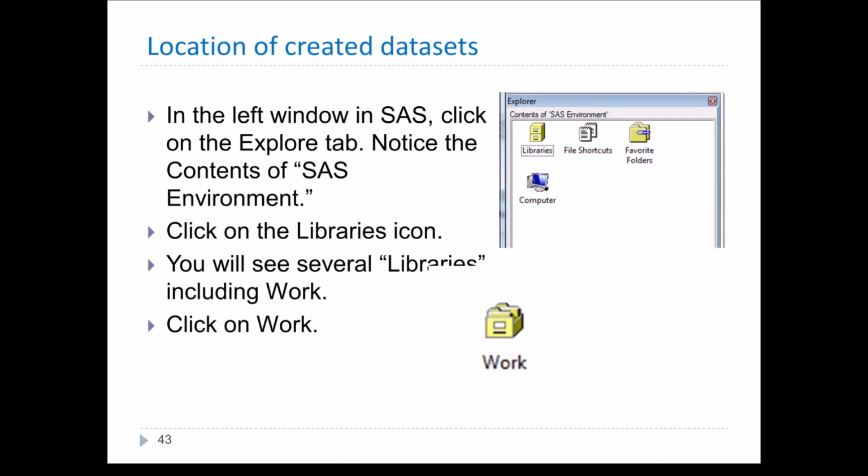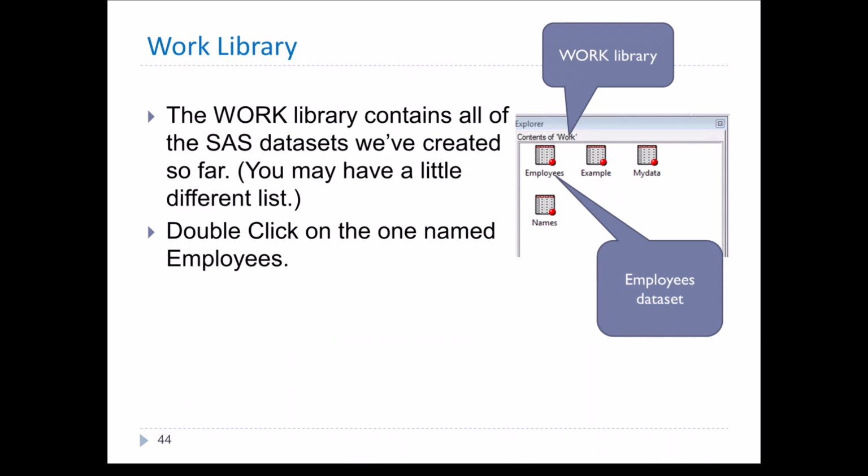All right, so once we've created a bunch of data sets, we have them now in libraries on our hard drive. If you go to the SAS environment in the left window and click on the libraries icon, you'll see several libraries, including one called Work. If you double click on Work, it brings up the contents of the Work library. If you followed along the examples we've done recently, you'll see that you have these 4 data sets, or maybe something slightly different.